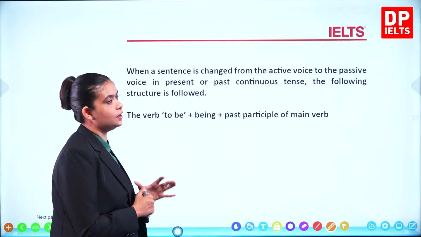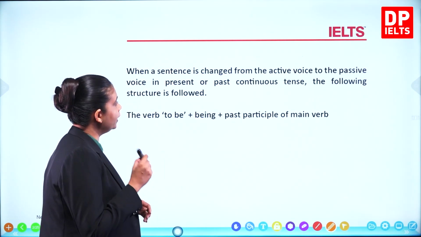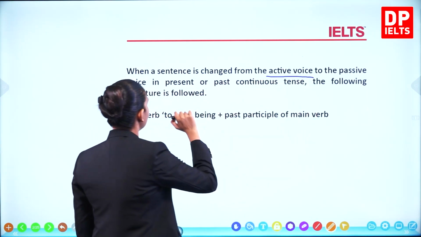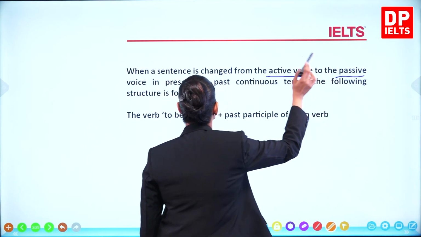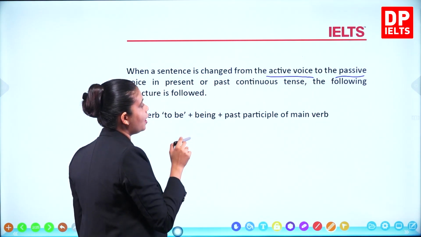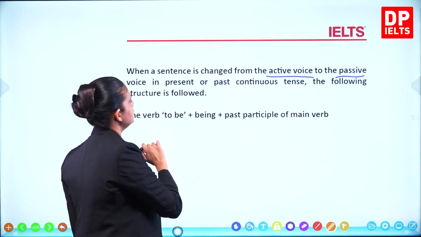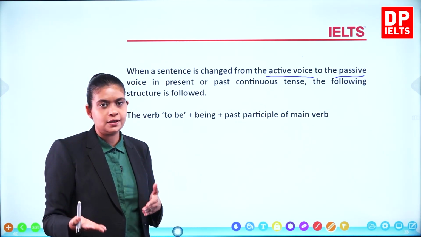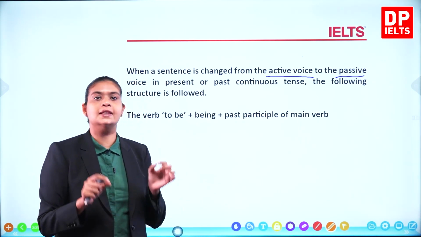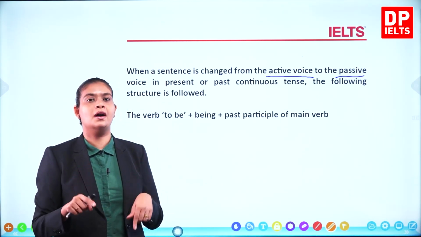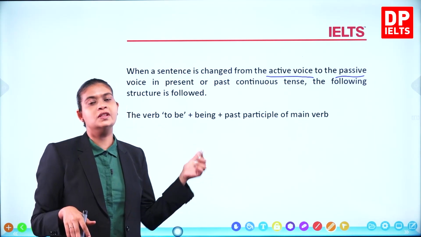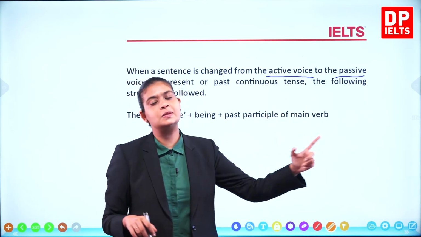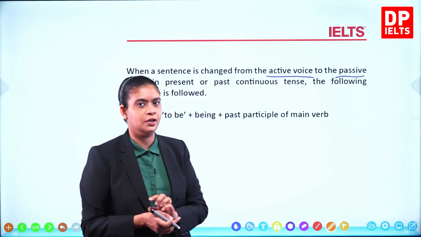Now, let's have a look at what it tells. When a sentence is changed from active voice to the passive voice in present or past continuous tense, the following structure is followed, right? So, when a sentence is changed from active to passive, if it is in the present continuous or the past continuous, it will follow the structure: the be verb plus being plus the past participle of the main verb.